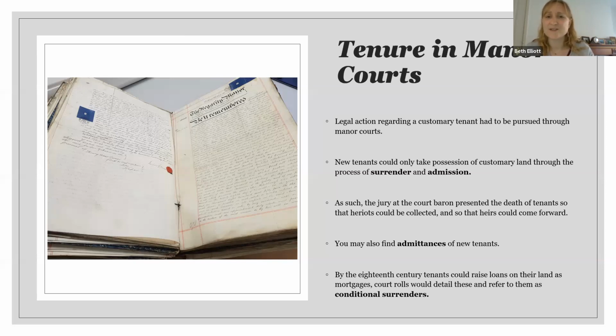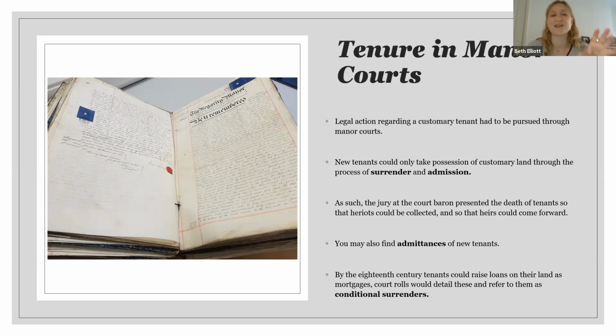So any legal action regarding customary tenants had to be pursued through the manor courts. New tenants could only take possession of customary land through the process of surrender and admission. So basically, they have to go to the court. The jury presents the death of the tenants so that the heriots can be collected, so the lord can get their best beast or whatever it is. And then the heirs come forward and they're admitted. So surrenders and admissions, surrenders and admittances, that's what this refers to.